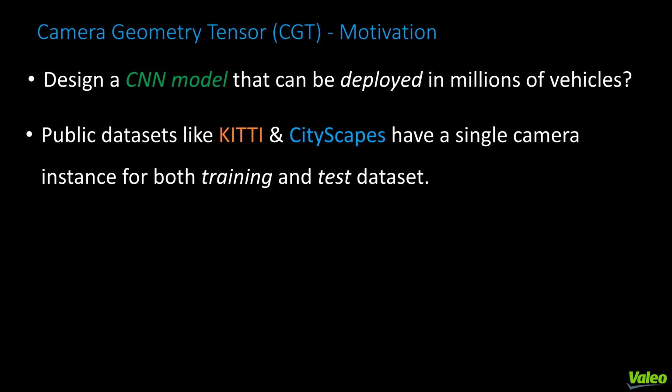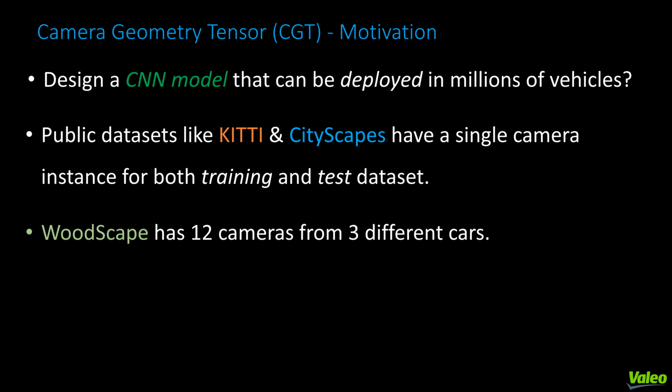In contrast, public datasets like KITTI and Cityscapes have a single camera instance for both the training and test dataset. In the WoodScape dataset, there are 12 different cameras with slight intrinsic variations to evaluate this effect. There are 4 cameras around the vehicle with different intrinsics, even for a single instance of a surround view system.